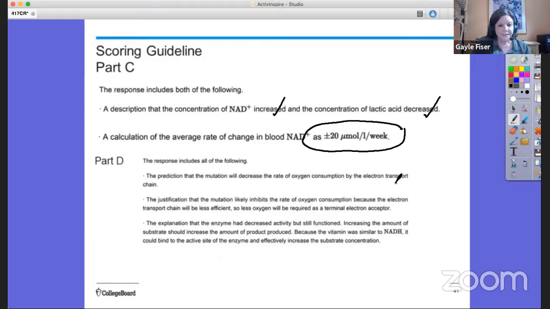Now, the prediction that the mutation will decrease the rate of oxygen consumption by the electron transport chain. The justification that the mutation likely inhibits the rate of oxygen consumption because the electron transport chain will be less efficient, so less oxygen will be required as a terminal electron acceptor. And then this part, and I hope you said this, the explanation that the enzyme had decreased activity but still functioned.